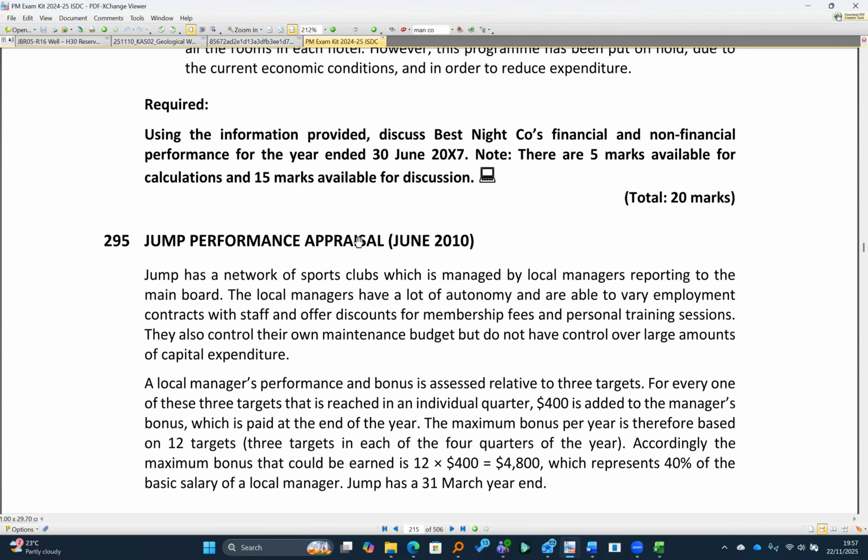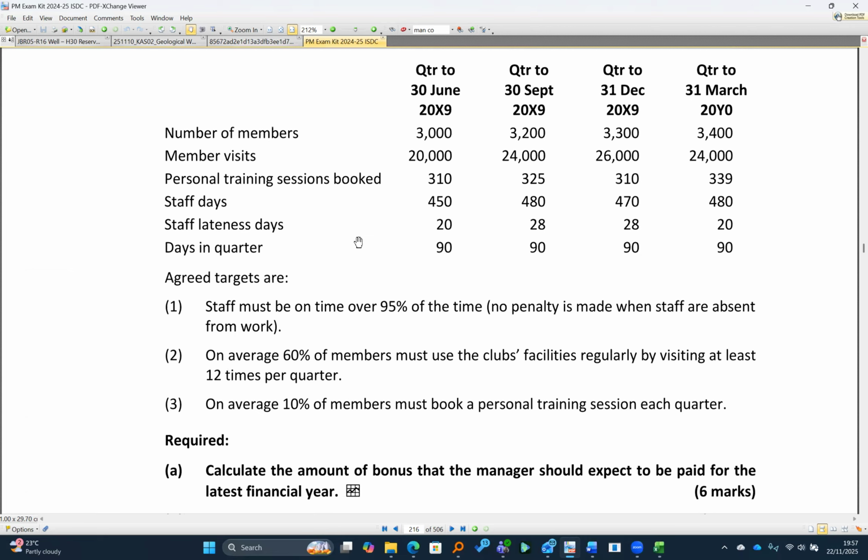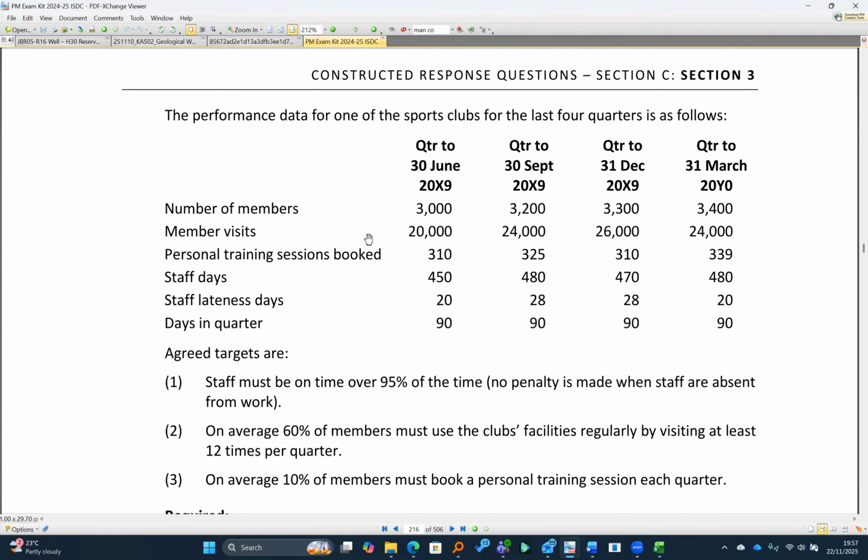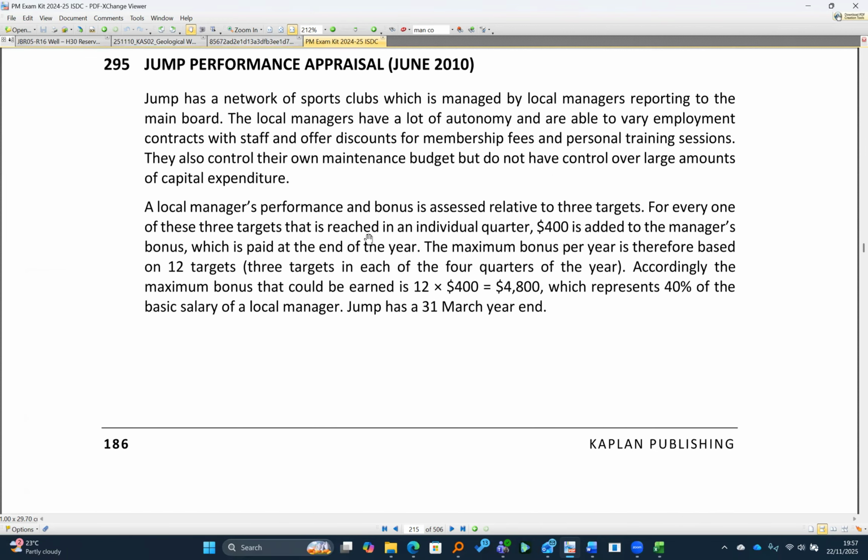Let me see which other question we can do. Okay, let's do this question, jump performance appraisal. It has some aspects of responsibility accounting where you basically give somebody a bonus or reward or recommendation based on what they are able to control.